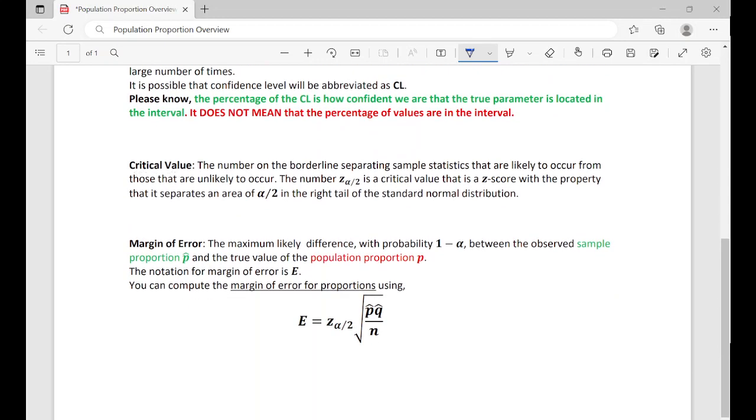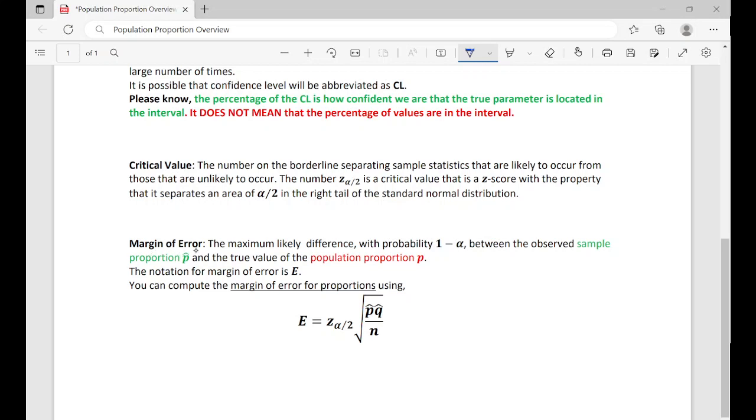Next is critical value. The number on the borderline separating sample statistics that are likely to occur from those that are unlikely to occur. The number z sub alpha over 2 is a critical value, that is a z-score with a property that separates an area of alpha over 2 in the right tail of the standard normal distribution. So when you have z sub alpha over 2, that is the critical value.